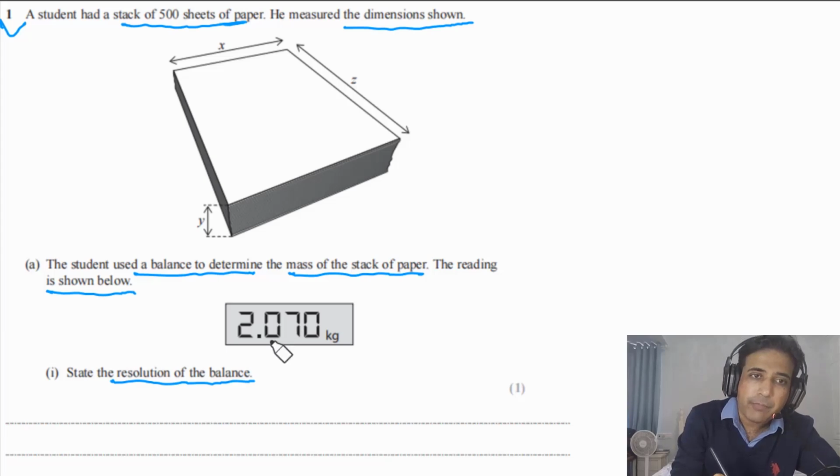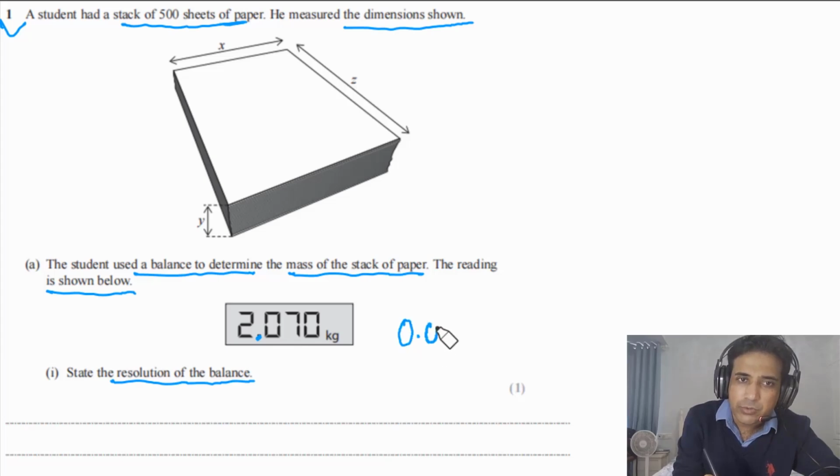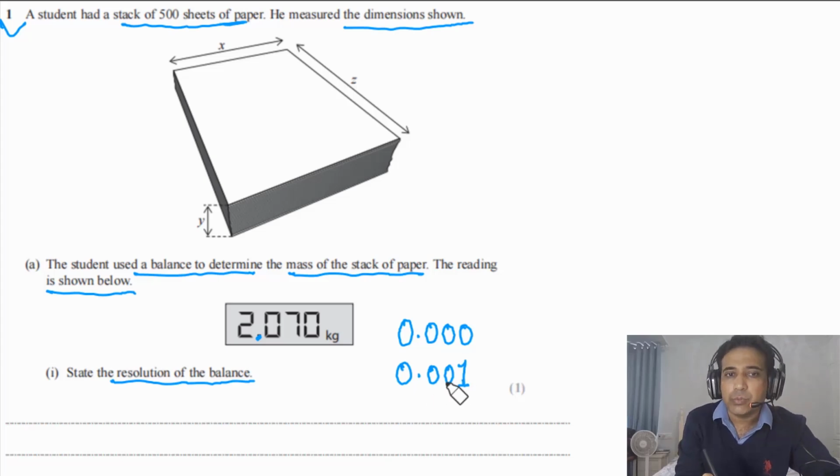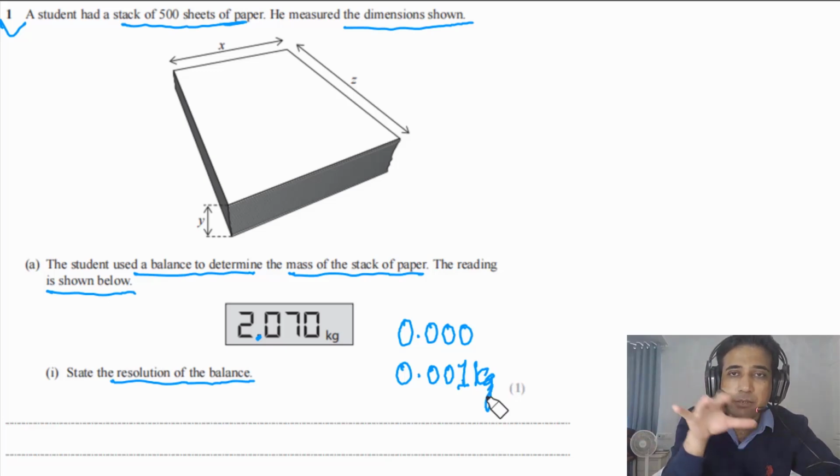So the smallest measurement. Now if you look at this one, here we have this decimal place. How many decimal places do we have here? We have 3 decimal places. It means that the smallest reading we can take with the help of this one, when nothing is placed on it, is what we see here. The smallest can be 0.001 kgs. So this is the resolution of this balance.